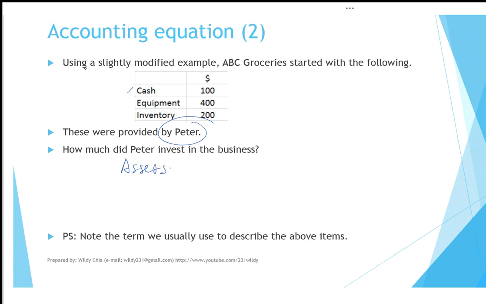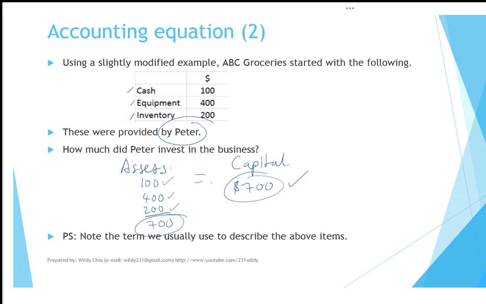So we say that these are assets provided by Peter for use in the business. So we have 100, 400, and 200. That gives us a total of 700. So how much did Peter put into the business? 700. So we also can say that Peter has put into the business $700 of capital. This $700 of capital is in the form of assets like cash, equipment, and inventory. Realize something: assets in total is equal to whatever capital there is in the business.